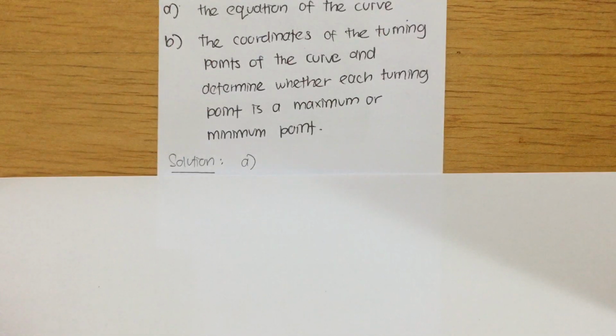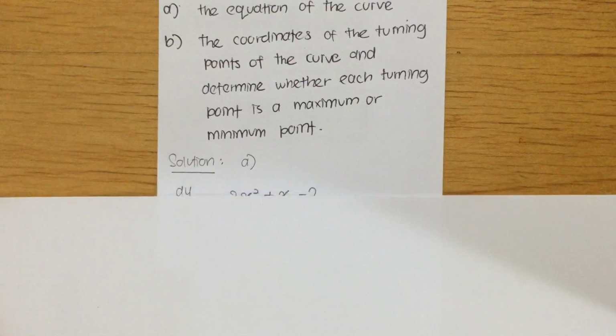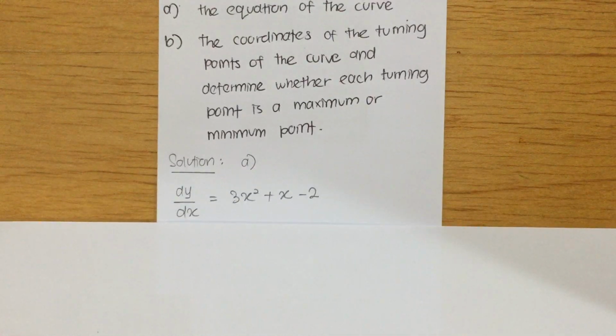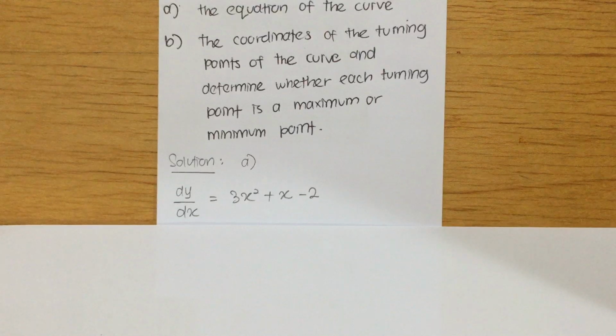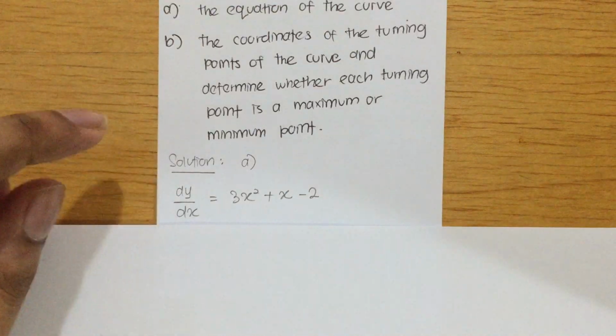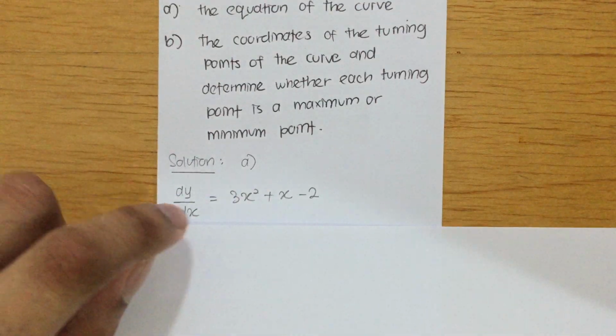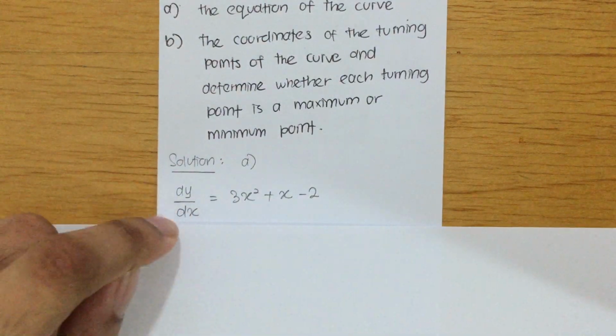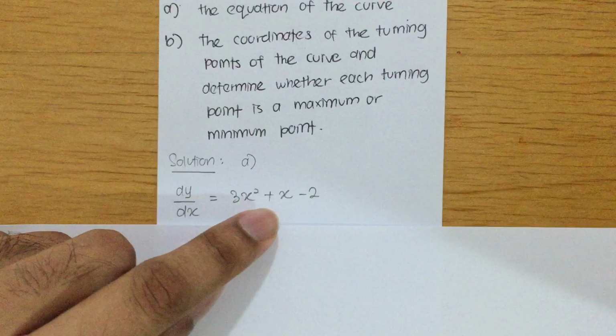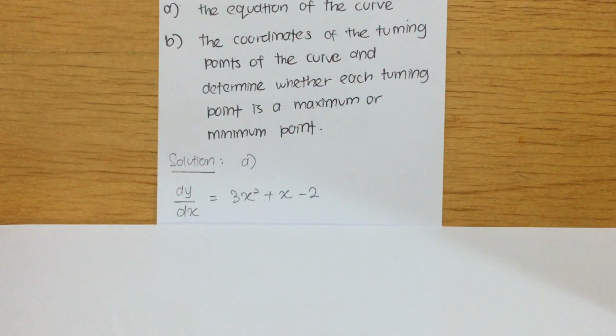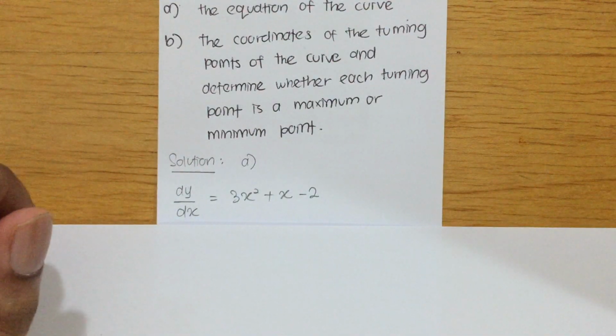Okay, the first question, part A, they asked us to find the equation of the curve, and they've already given us the gradient of the curve, which is dy dx. By the way guys, the gradient function of the curve is also known as dy dx. Please take a note of that. So they already give us dy dx equals 3x squared plus x minus 2. Okay, what are we going to do to find the equation of the curve?